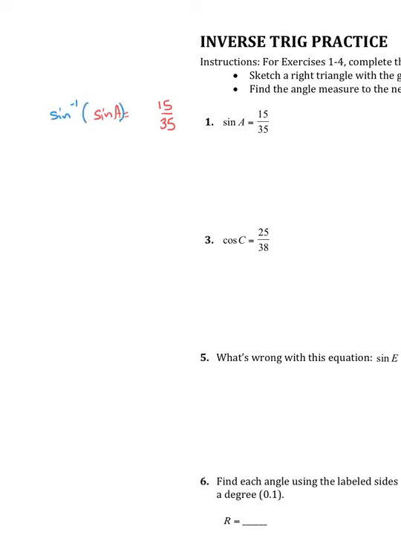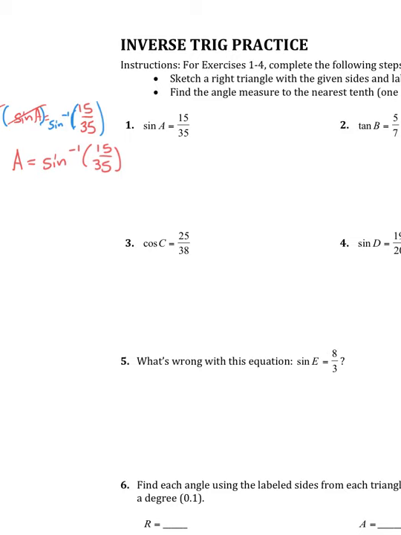We would say, let's take sine inverse of both sides. And what that really does is it makes the left side just A, and the right side is now sine inverse of 15 over 35ths. So again, sine and sine inverse kind of go away, and we're left with just the A. So that's how we would do an inverse operation.